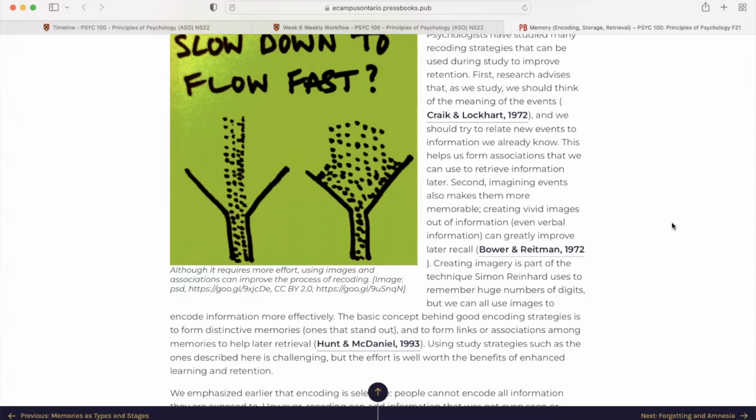Using study strategies such as the ones described here is challenging, but the effort is well worth the benefits of enhanced learning and retention. Although it requires more effort, using images and associations can improve the process of recoding.